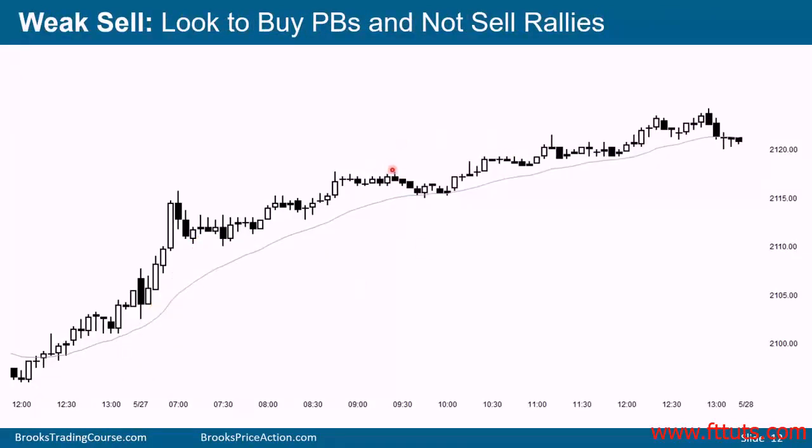And you can see when it got down to the moving average, you got 4 consecutive bear bars, all closing below their midpoints, but there were buyers at the moving average. And now we have a high 2 bull flag at the moving average. These are buy setups, not sell setups.